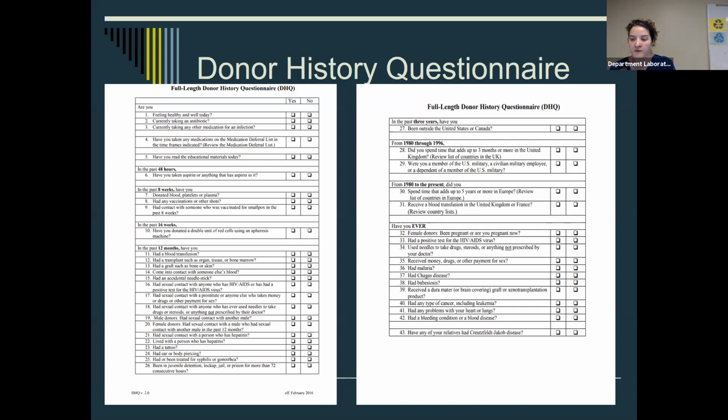Have you ever, or female donors, have you been pregnant or are you pregnant now? Pregnant females are not advised to donate. They can donate 6 weeks post-delivery, all right?